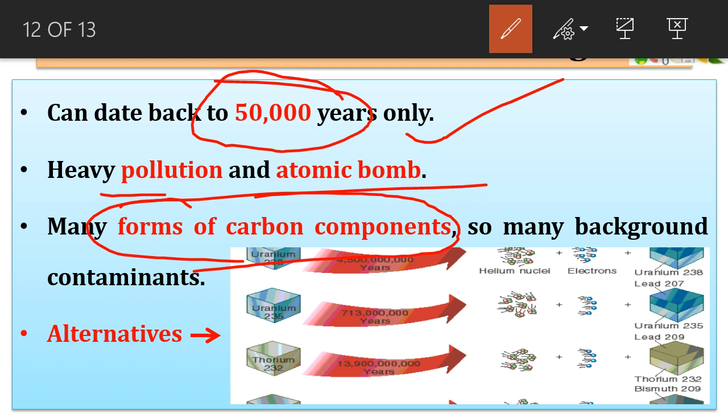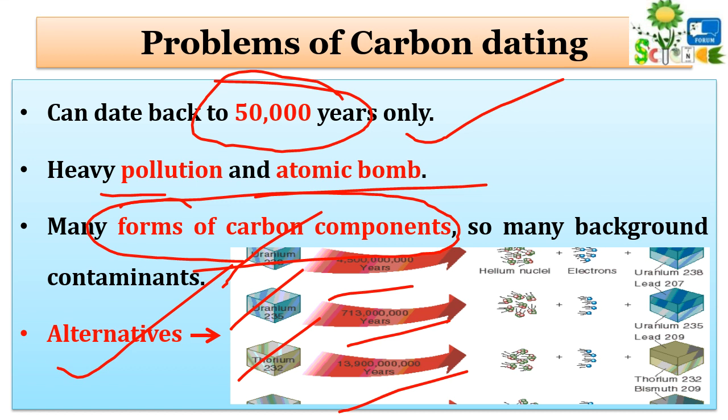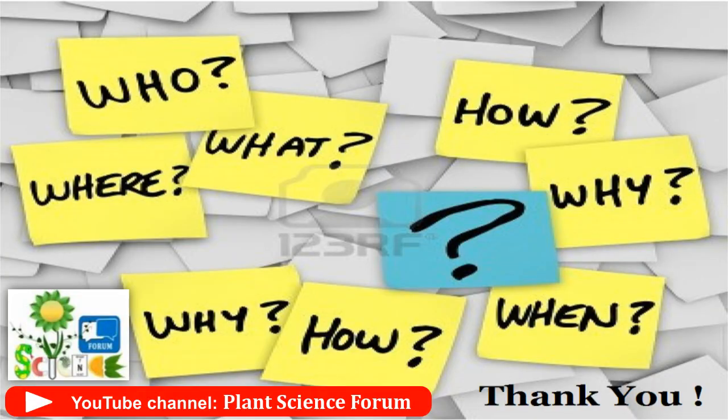That's why alternatives have been found, such as uranium-235, uranium-232, and thorium. If you look at their half-life, it is far greater than the half-life of carbon-14. So these are better alternatives.